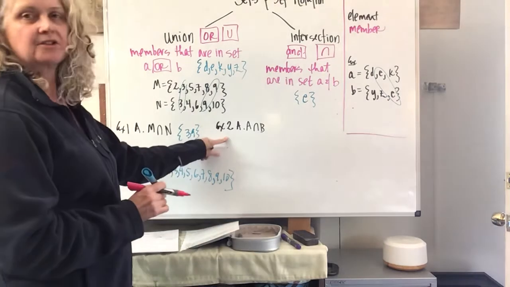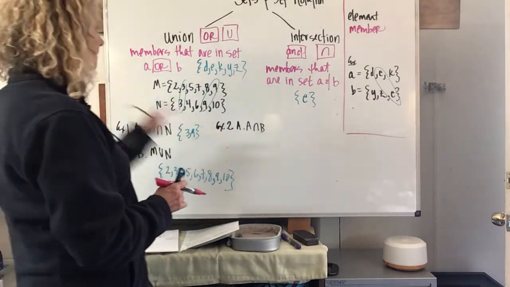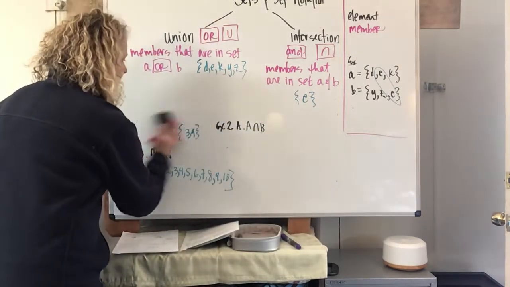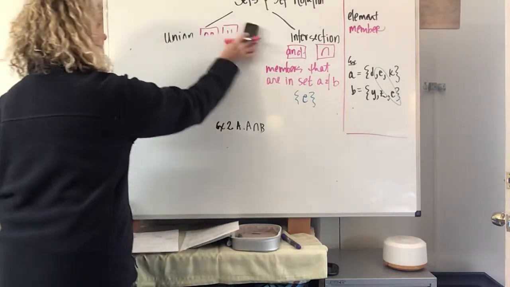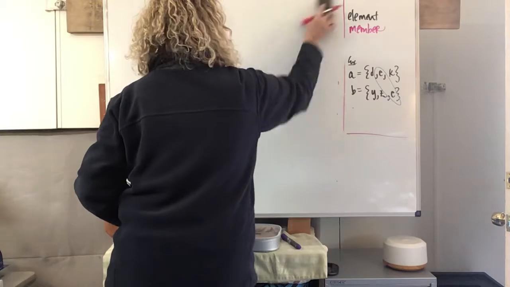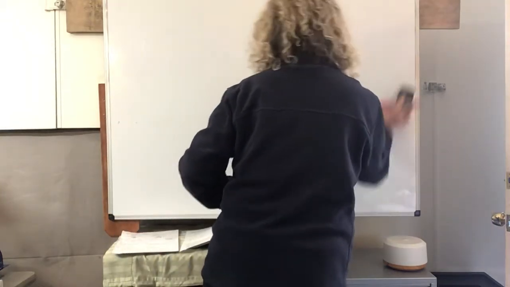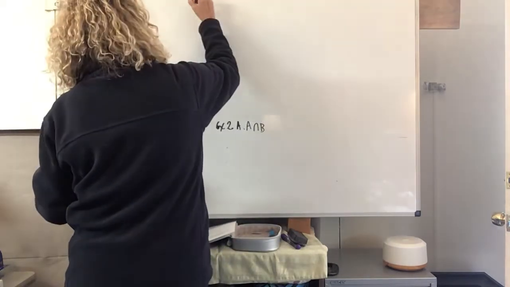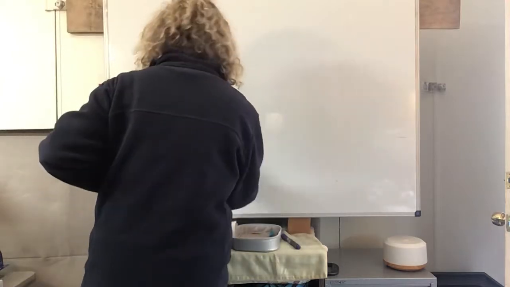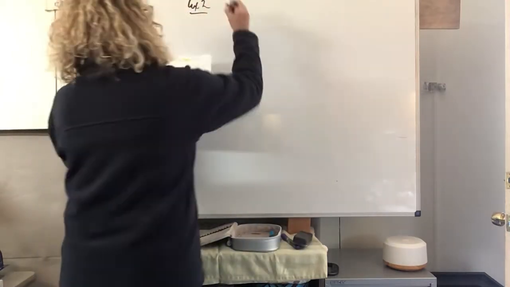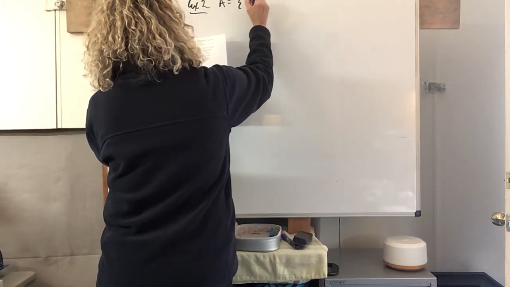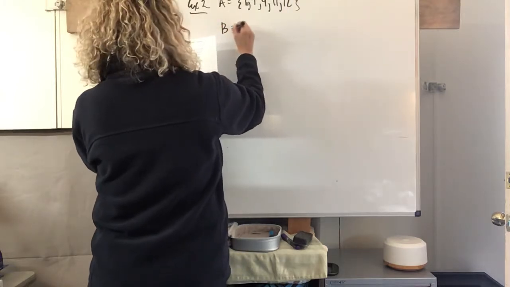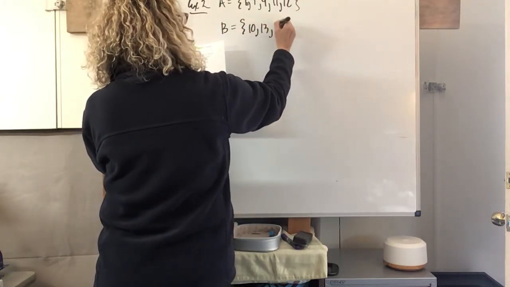Now we're looking for the intersection. So we are looking for members. Oh, one mistake I made. Example 2 has two different sets. So let's go ahead and erase this. So example 2, let's give you these numbers here. Example 2 has set A is 6, 7, 9, 11, and 12. And set B is 10, 13, and 9.